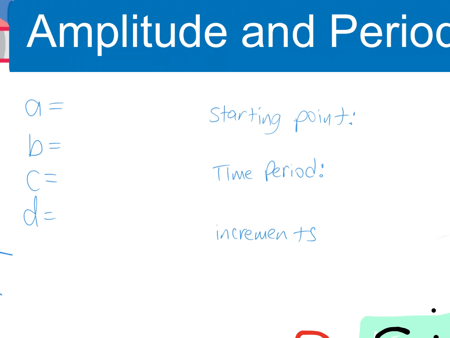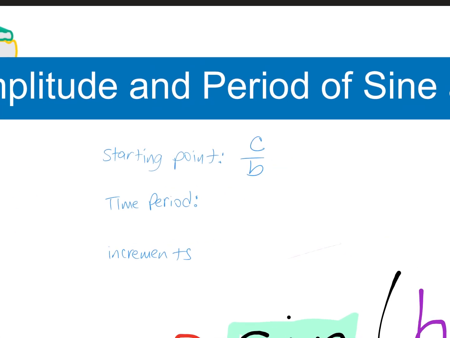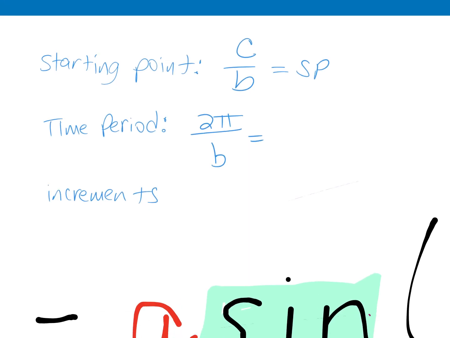So on your little cheat sheet, how did I tell you to find the starting point? What does it say on your cheat sheet? I have it highlighted for you. C over B, right? C over B. That's going to give you your starting point, where your graph starts. How do you find your time period? What you're breaking up your graph into? It's 2 pi, what does your cheat sheet say? Divided by what? Whatever B is, okay? That'll give you your time period. And then your increments. How do you find the space between each tick mark? You take your time period and divide it by what? Divide it by 4. All right?